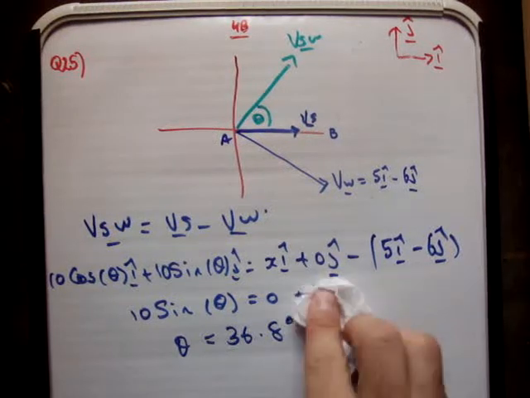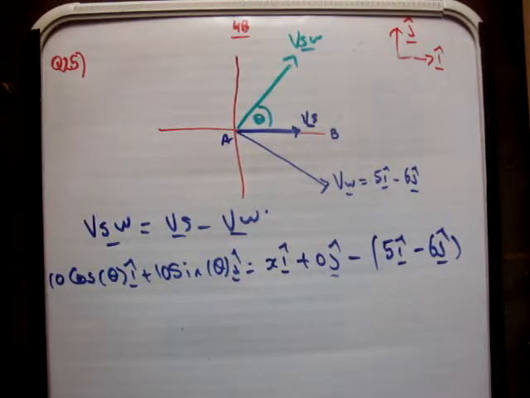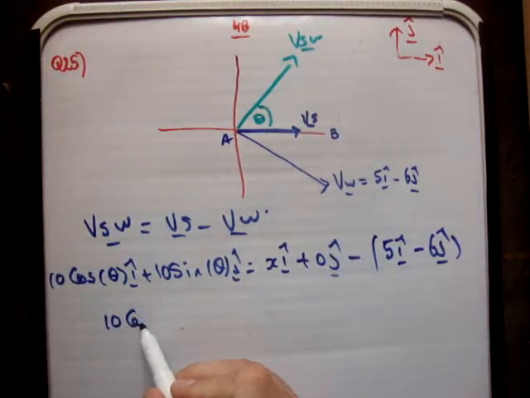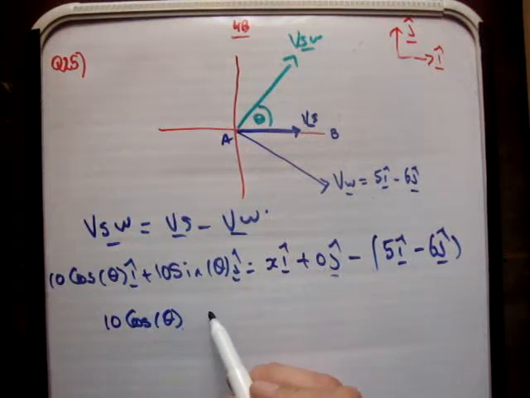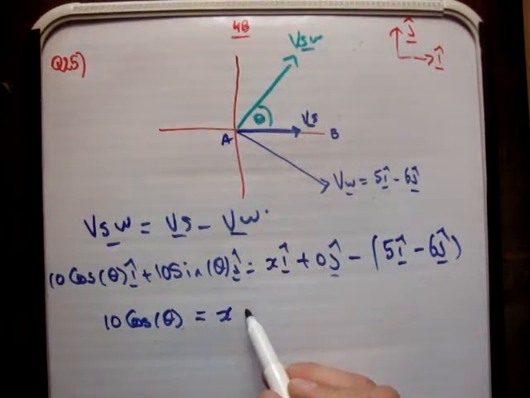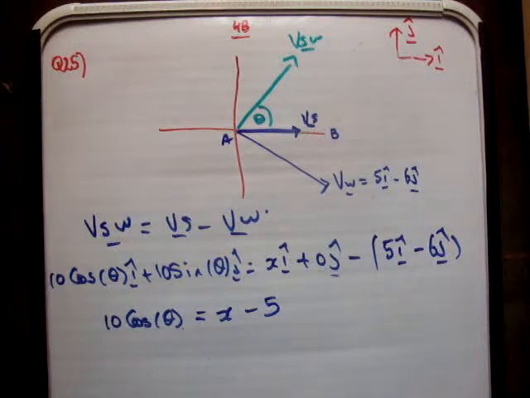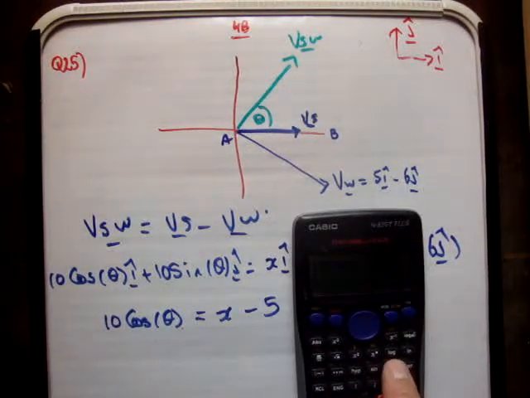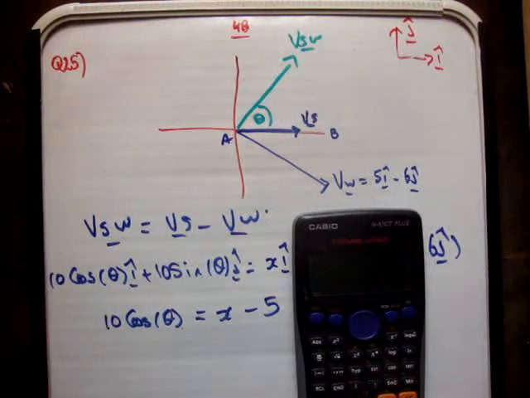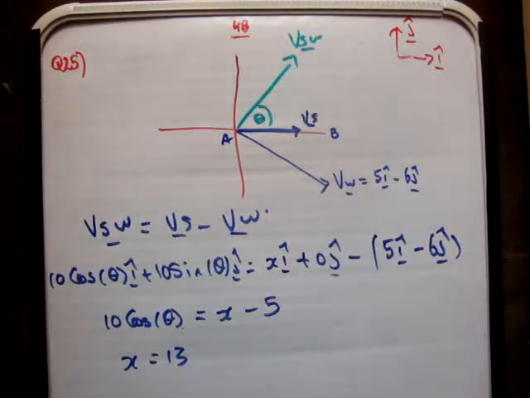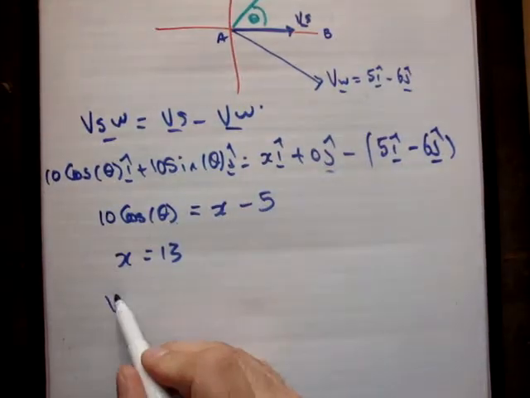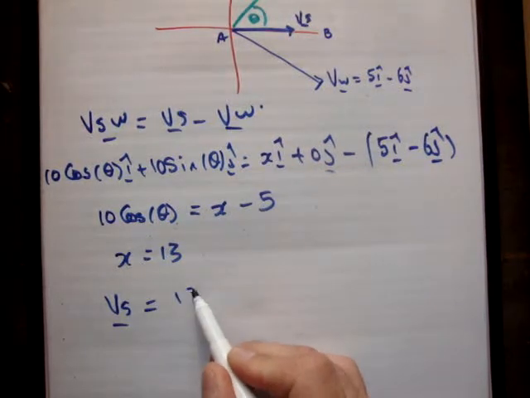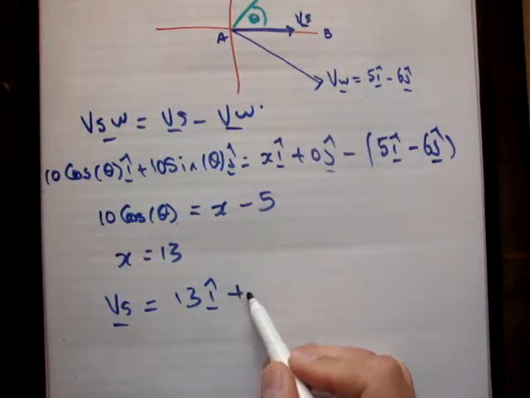And how does that help us? Well, it helps us because we know that 10 times the cosine of theta is equal to x minus 5. So let's just plug that into our calculator. So the cos of 36.8 multiplied by 10 plus 5, you're going to get x is equal to 13 units. So what we actually just found out was that the velocity of the ship is equal to 13i hat plus 0j hat.